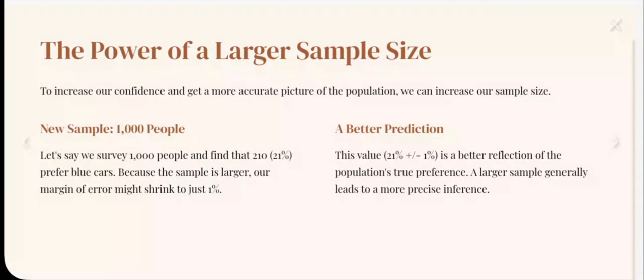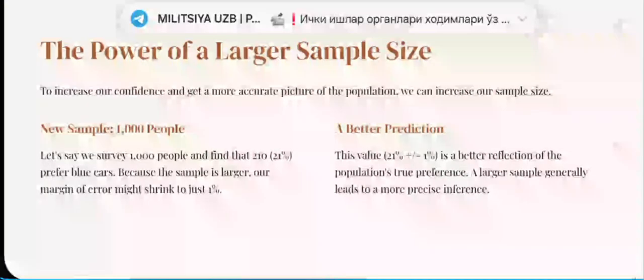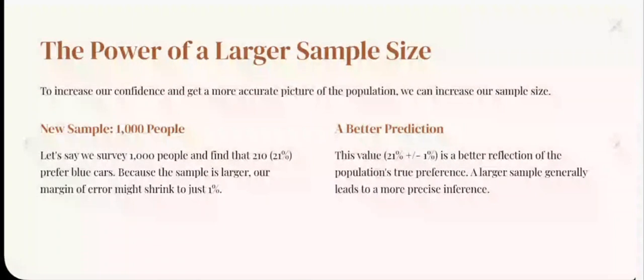Now, we can increase our confidence and get a better picture of the population data and how they like blue cars if we increase our sample size. So let's say we increase it to 1,000 instead of 100. So if we ask 1,000 people, do they like blue cars? And let's say the data is now different. Let's say 21% says yes to it within a 1% margin of error.